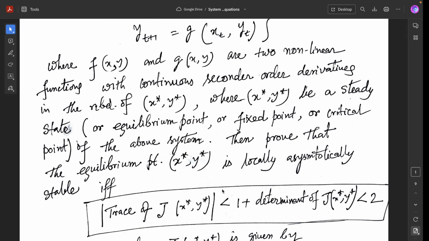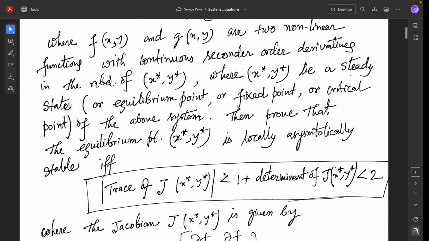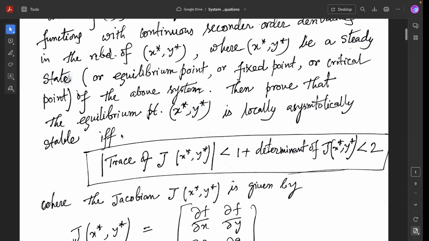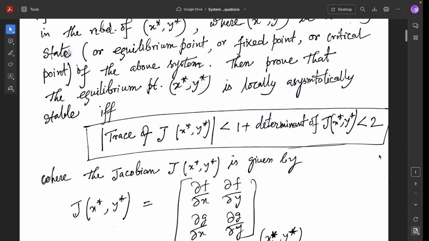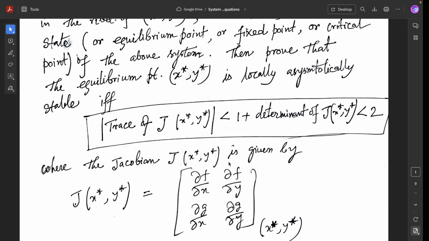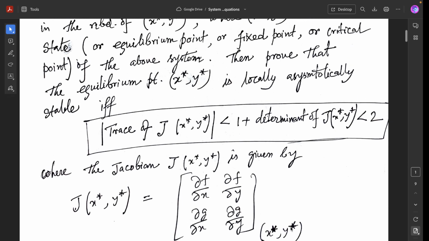Then prove that the equilibrium point (x*, y*) is locally asymptotically stable if and only if the modulus of the trace of the Jacobian matrix at the point (x*, y*) is less than 1 plus the determinant of the Jacobian at the point (x*, y*), which is less than 2, where the Jacobian matrix J at (x*, y*) is given by this 2 by 2 matrix: del f del x, del f del y, del g del x, del g del y at the point (x*, y*).